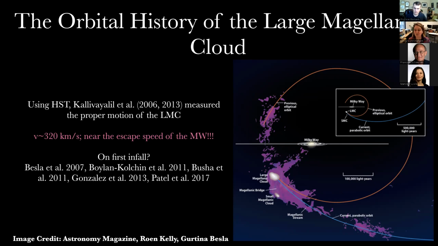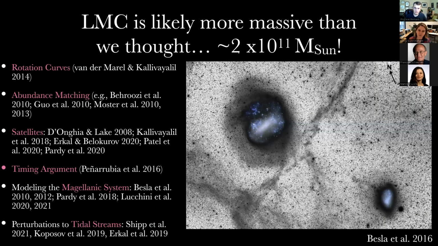And so this really changed the paradigm for how we thought about the Large Magellanic Cloud's role in Milky Way dynamics. Furthermore, there's mounting evidence that the LMC is likely much more massive than we previously thought. So while the classical picture had the LMC being approximately 100th the mass of the Milky Way, the emerging consensus is that the LMC is closer to 10 to 20% of the mass of the Milky Way. So this is much more serious from a dynamical perspective.